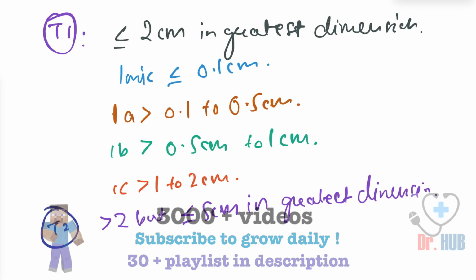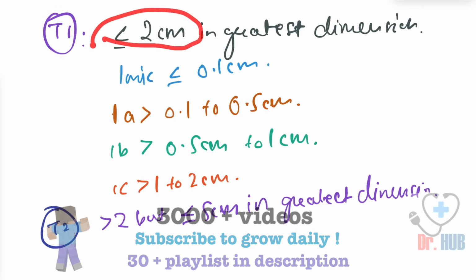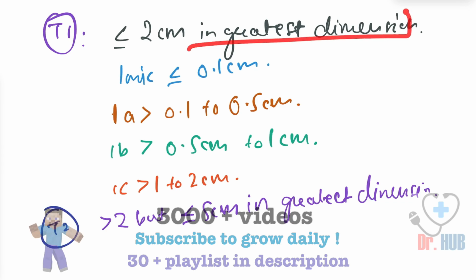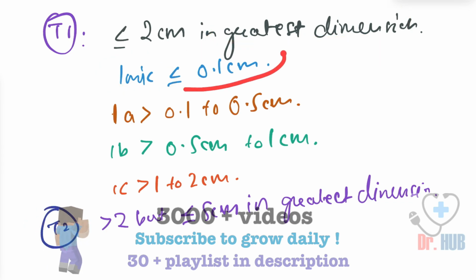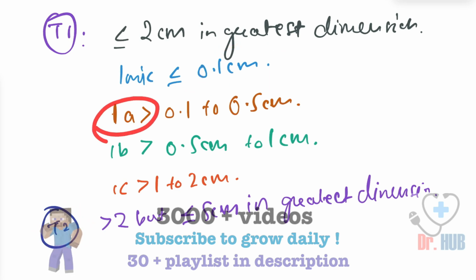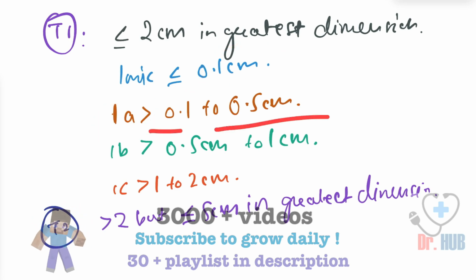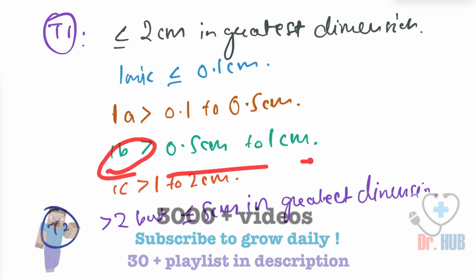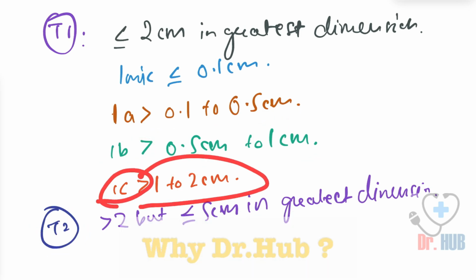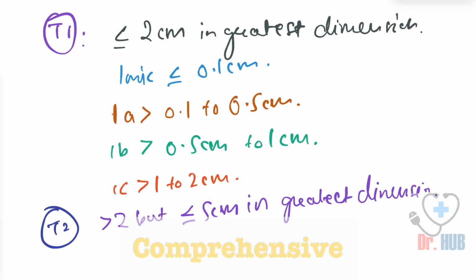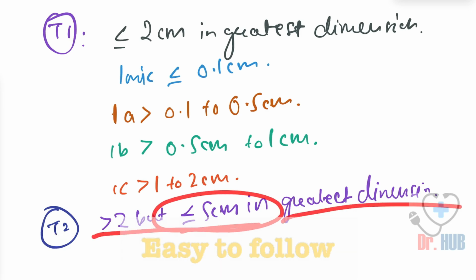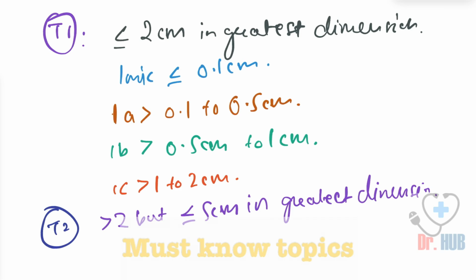To recap, we saw the T1 classification. T1 is less than or equal to 2 centimeters in the greatest dimension. We have 1MIC, which is less than 0.1 centimeters; 1A is 0.1 to 0.5, 1B is 0.5 to 1, and 1C is greater than 1 to 2 centimeters. Next, T2 is greater than 2 but less than or equal to 5 centimeters in the greatest dimension.